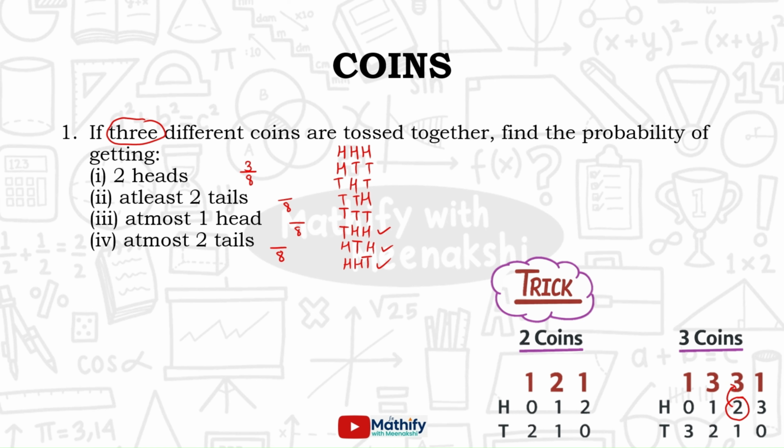When it's at least two tails, that means either two or more than that, three. So we always see the opposite. When the word is least, we'll see two or more than two. So just circle tails, two tails. Now we have to select two or more than two, that is three. So just add 1 and 3. The answer is 4 by 8.